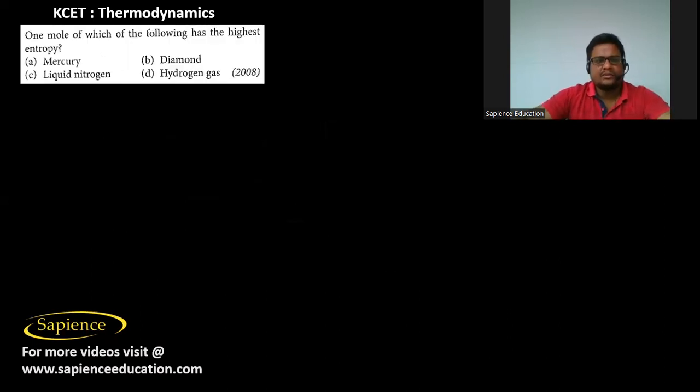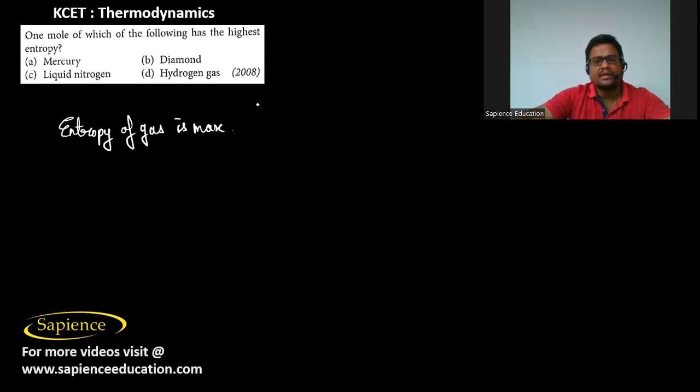Then here it is told, 1 mole of which of the following has the highest entropy? Mercury, diamond, liquid nitrogen, and hydrogen gas. So as we know that entropy of a gas will be the highest. So the entropy of gas is maximum.